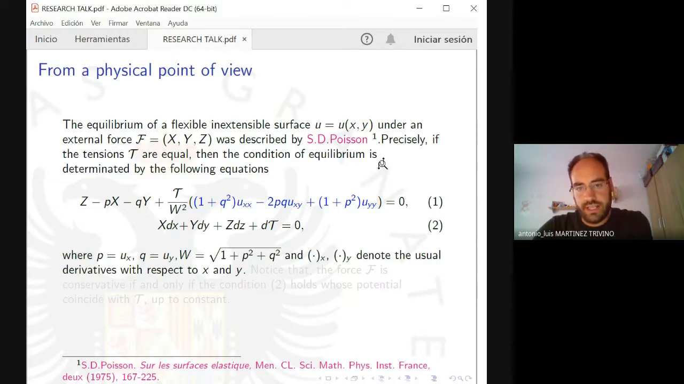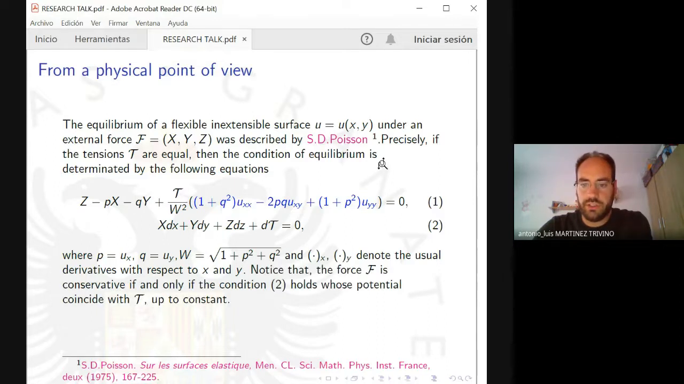Notice that the blue part of the first equation can be written in terms of the mean curvature. On the other hand, the second equation holds if and only if this force is conservative and the potential function coincides with the tension up to a constant.